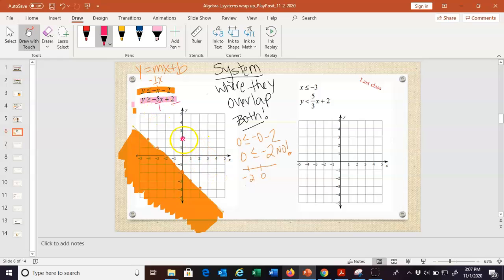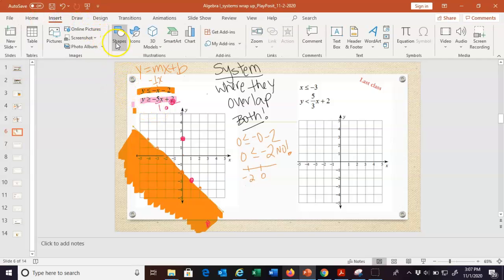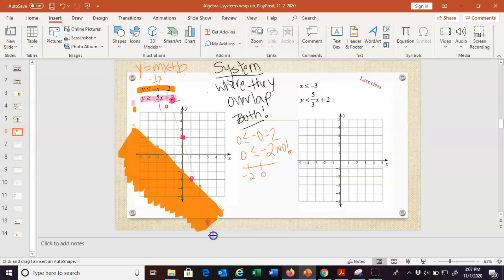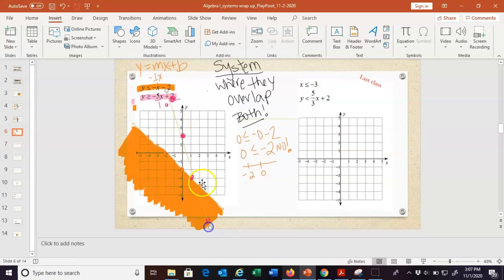So down 5 over 1. Down 5 over 1. This is a very steep line. Oops, it's up here. There we go. Okay, so now let's connect this line. It's also solid because of that equal to there. Very steep slope of this line.